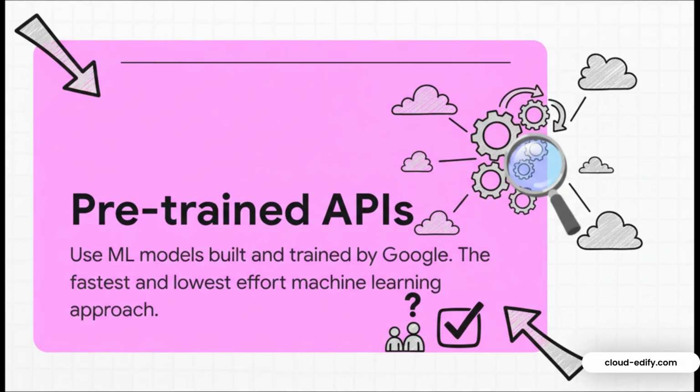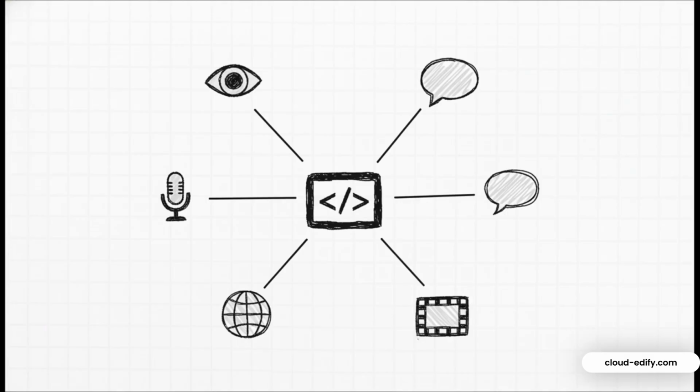Think of these like hiring a world-class expert for a single task, instantly. You don't need your own data, you don't need an ML team. You're just plugging into models that Google has already spent years building and perfecting. It's truly the fastest way to add a new skill to your app. And just look at the toolkit you get right out of the box. With just a simple API call, your application can suddenly see, read, listen, and understand language. I mean, these are incredibly complex capabilities just handed to you in the simplest way possible.